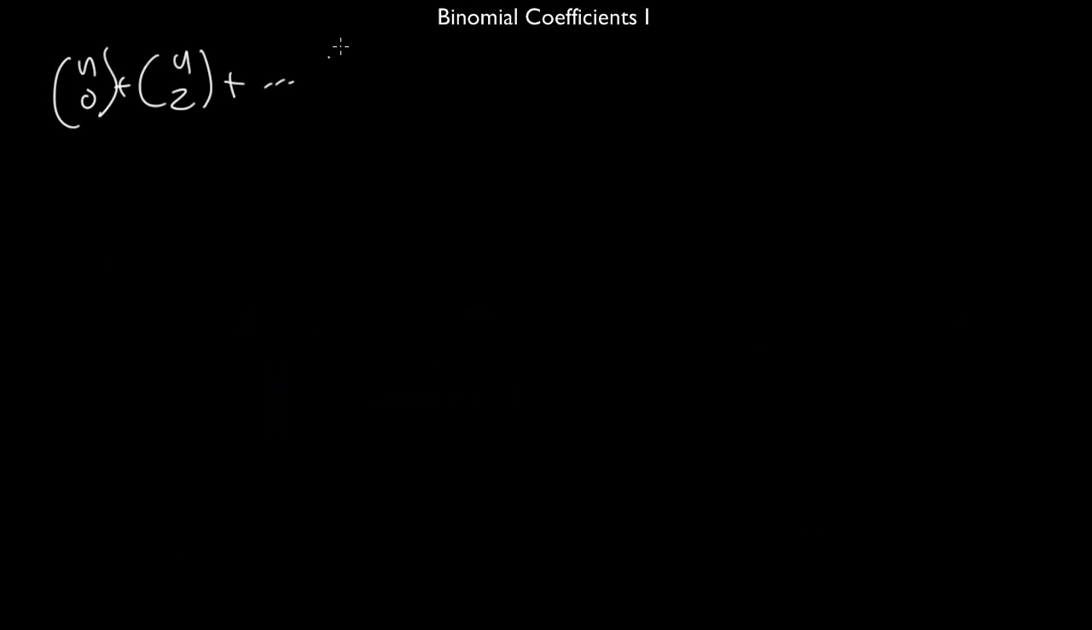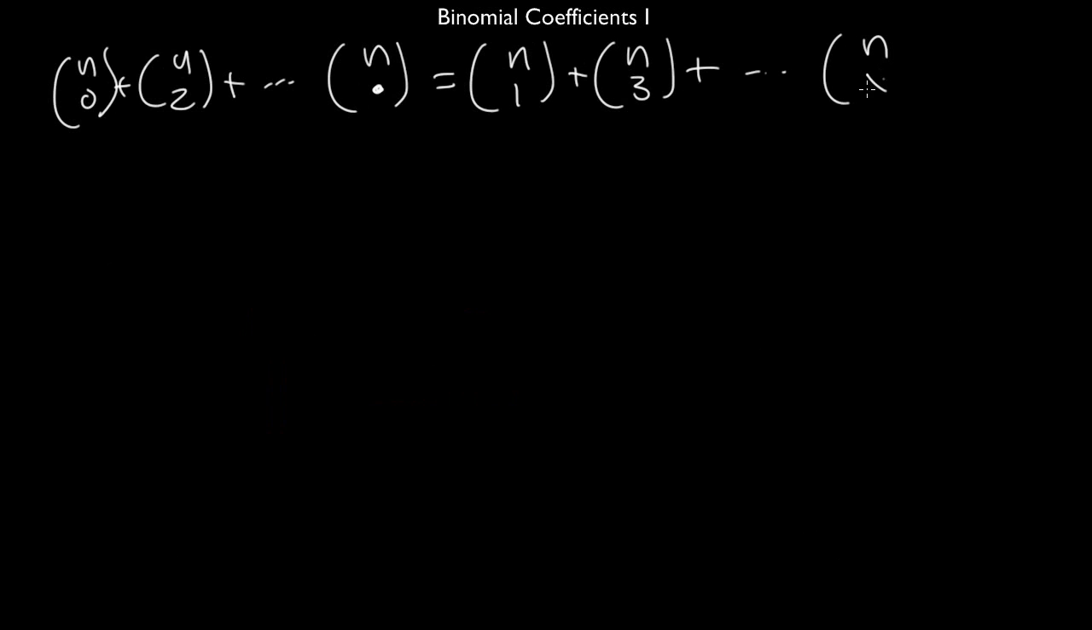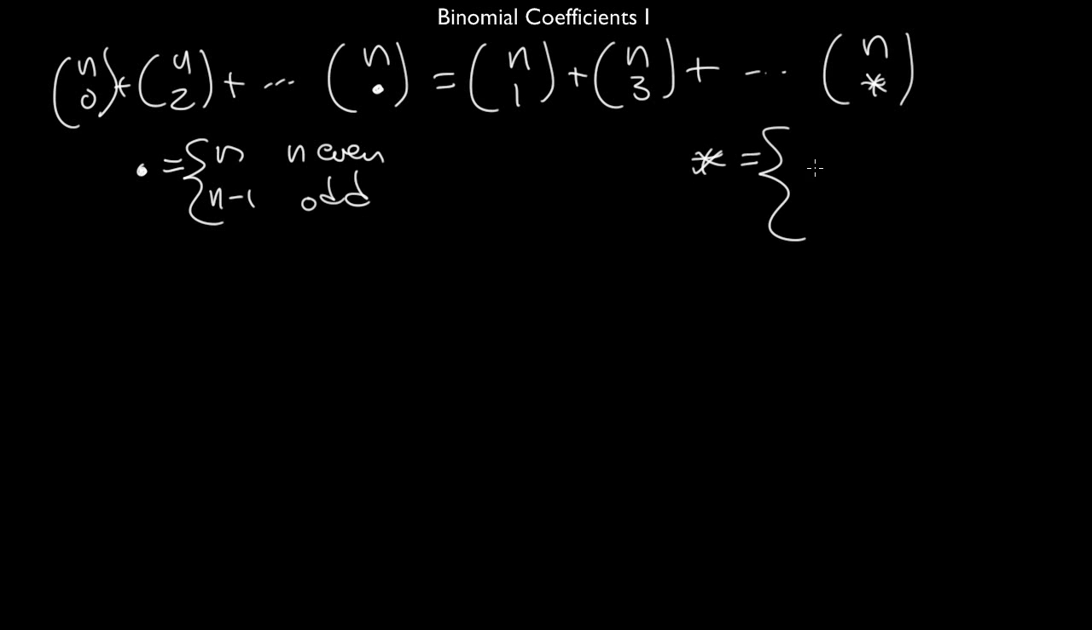So let me write that out again here. I'll write it this way. And I'm going to indicate where these sums end. This dot is either n or n minus 1, depending whether n is even or odd, because that's the biggest even one. And then the biggest odd number less than or equal to n is n or n minus 1, depending whether n is even or odd.